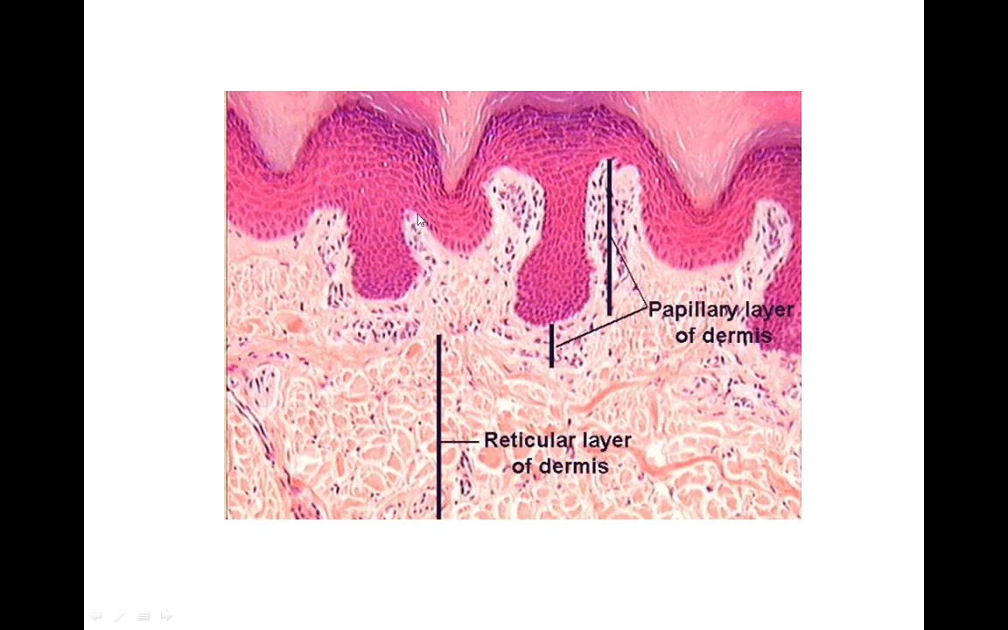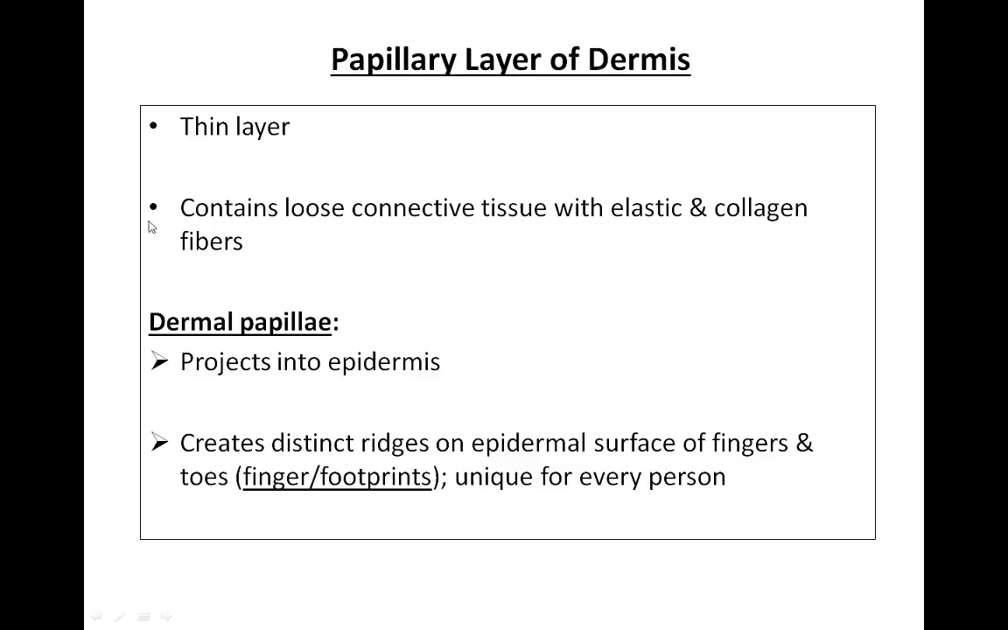So it goes inside. See here, this is the papillary layer, and this part is our reticular layer. The reticular layer is thicker than your papillary layer, so the papillary layer is comparatively thin. It contains loose connective tissue with elastic and collagen fibers. That means in the papillary layer we have loose connective tissue with elastic and collagen fibers.